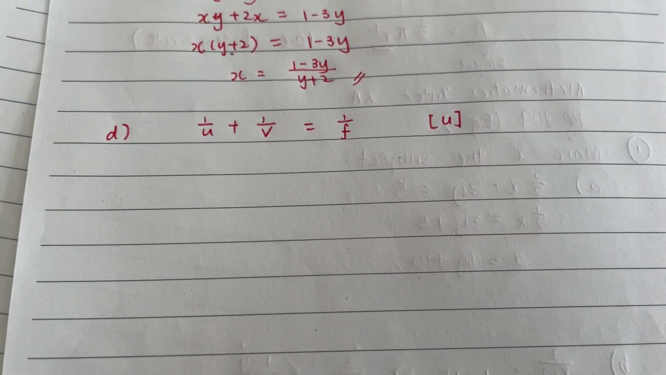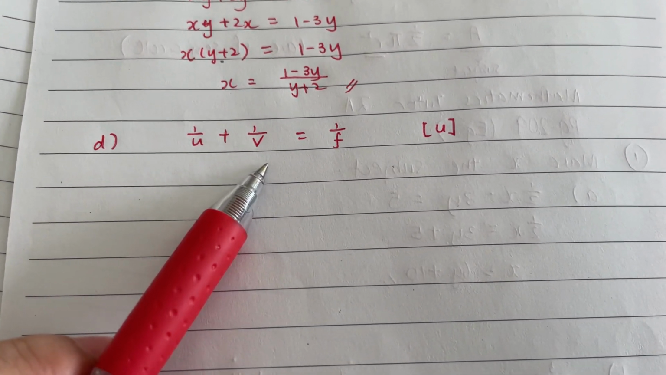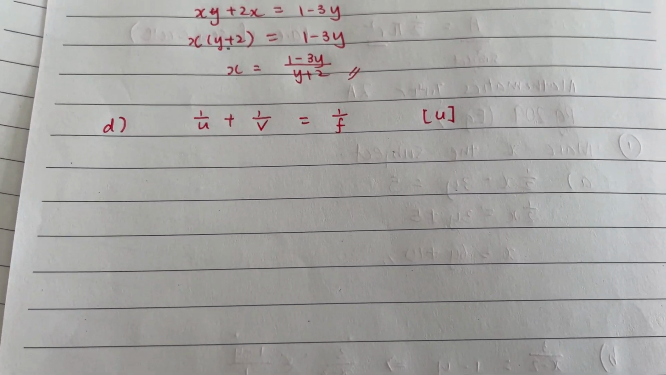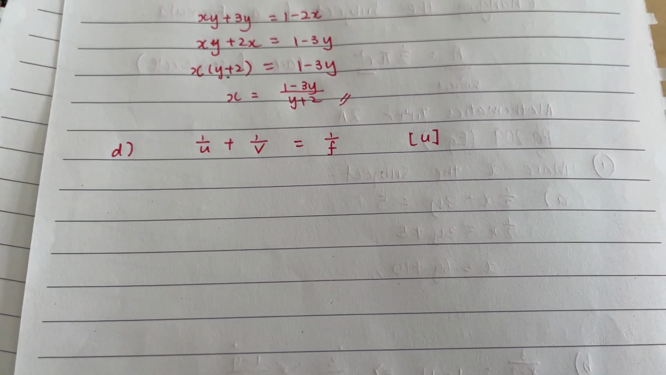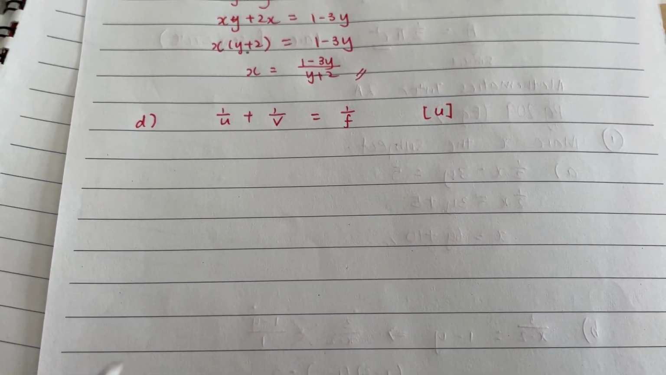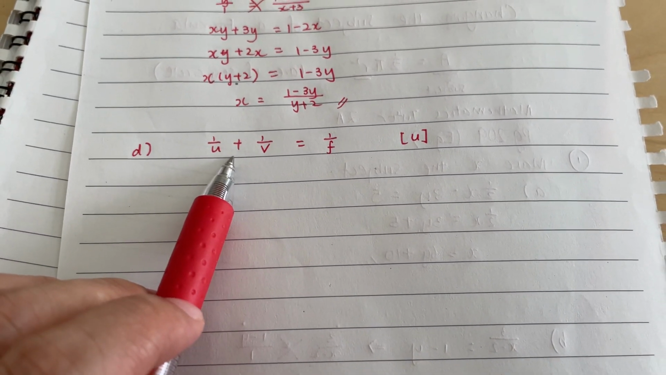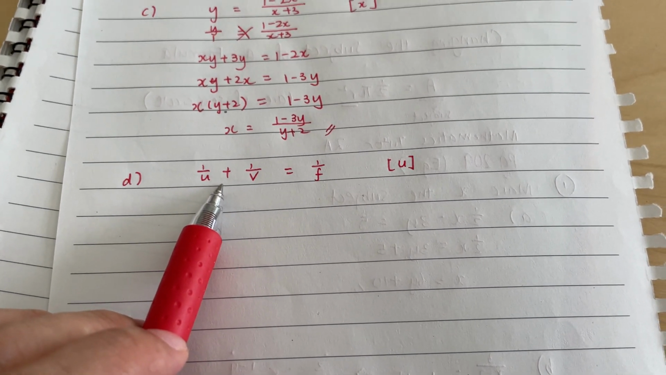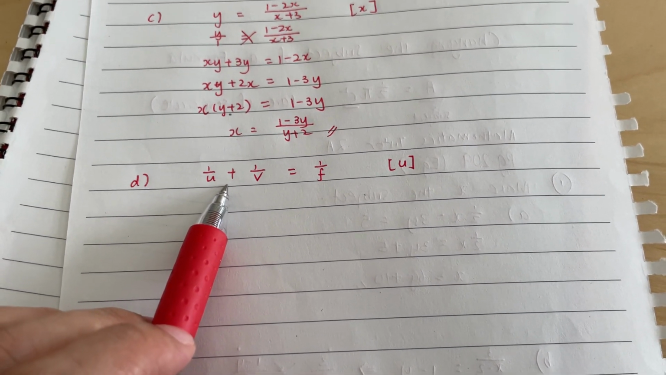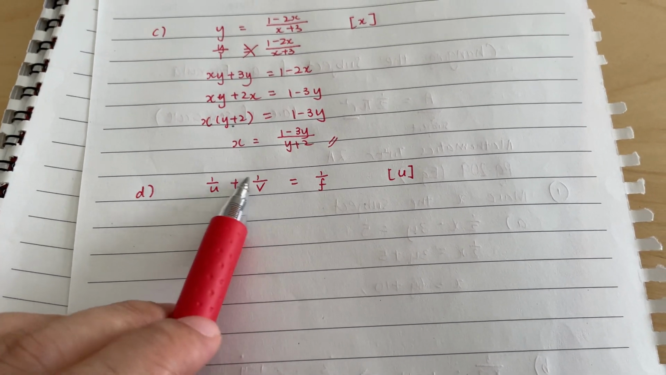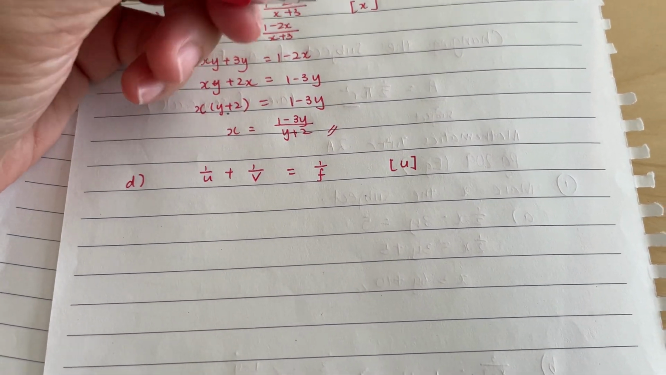Now, final question. You have 1 over u plus 1 over v equals 1 over f. Let's make u the subject. Could we cross multiply at this point? No, right? Because the left-hand side has got two fractions, and in order to cross multiply, you need to have only one fraction, a single fraction on each side of the equation. So let's combine this into one fraction.